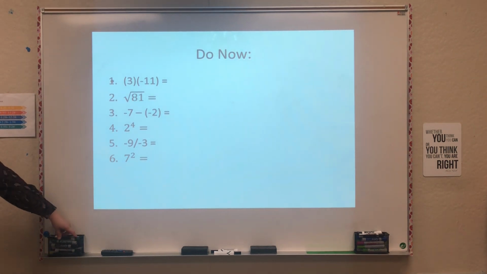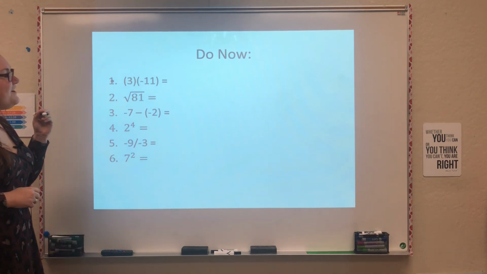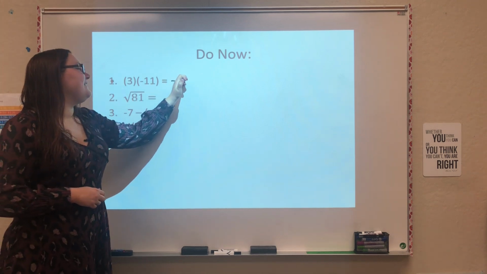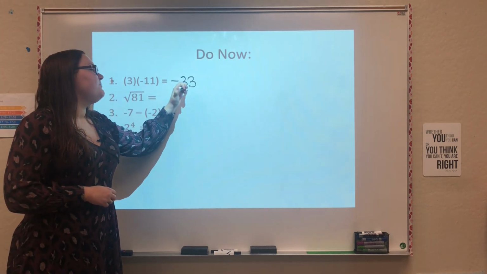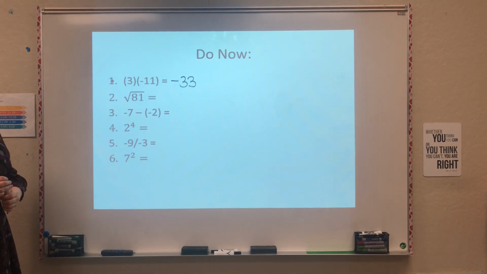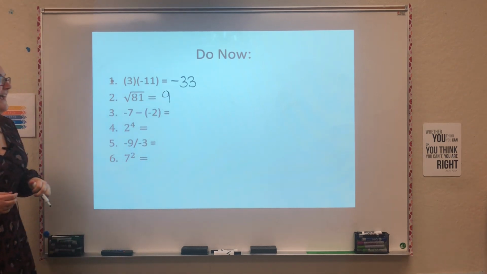All right, so this first one here, when you have 2 numbers next to each other in parentheses, that means multiplication. So this means 3 times -11, which would be -33. If you're multiplying different signs, the answer is negative. Number 2 is the square root of 81. We're looking for what number multiplied by itself gives you 81, and that number would be 9.